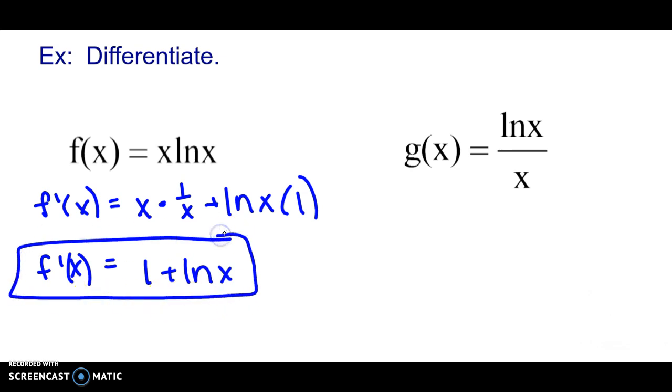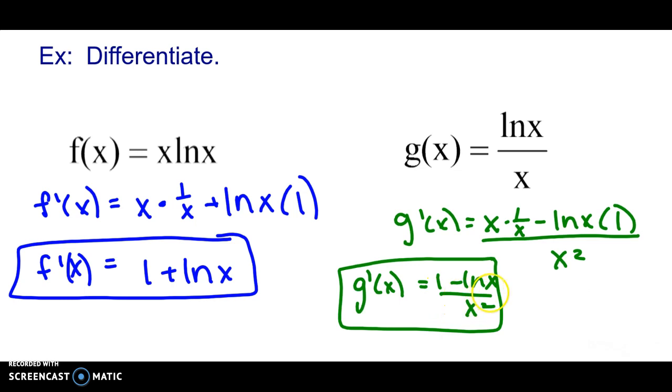Go ahead and put me on pause. So hopefully you guys got 1 over natural log of x all over x squared. How did we get that? Quotient rule, low d high minus high d low, all over low squared.